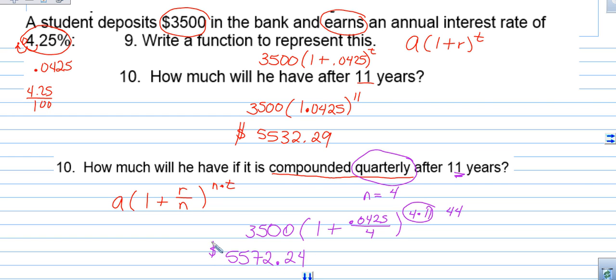Okay. And so, seeing that you compound it quarterly, you get 4 times as many compound or interest payments, and it gives you about $40 more at the end of the 11 years. In this case, it doesn't really help you out that much overall, but in general, compounding it gives you more money.